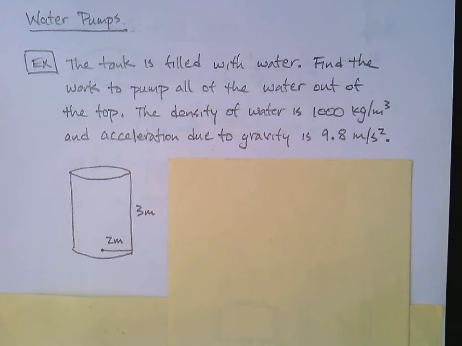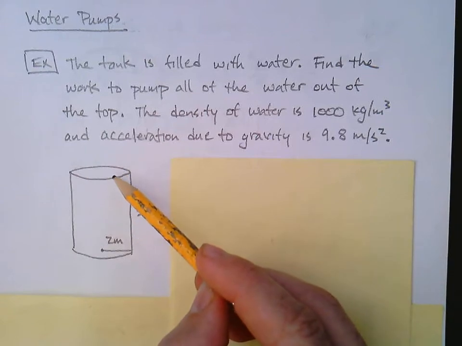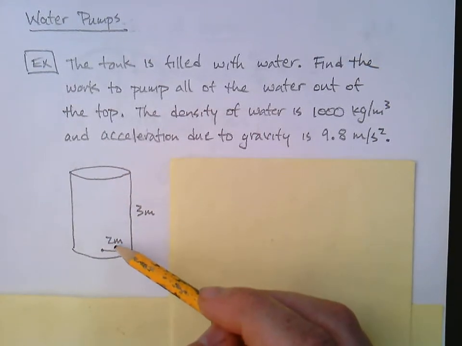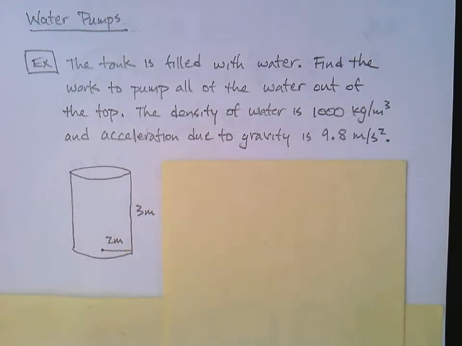So all the water's got to get up and out, and you can imagine, well, at first, the water at the top of the tank's going to come out very easily, but the water toward the middle or the bottom of the tank has a long way to go in order to get pumped all the way out. And then we're told a couple of nice constants here. The density of water is 1,000 kilograms per meter cubed, and acceleration due to gravity is 9.8 meters per second squared.